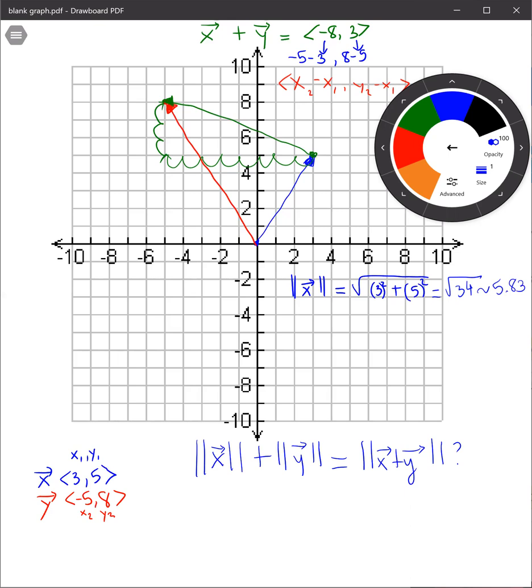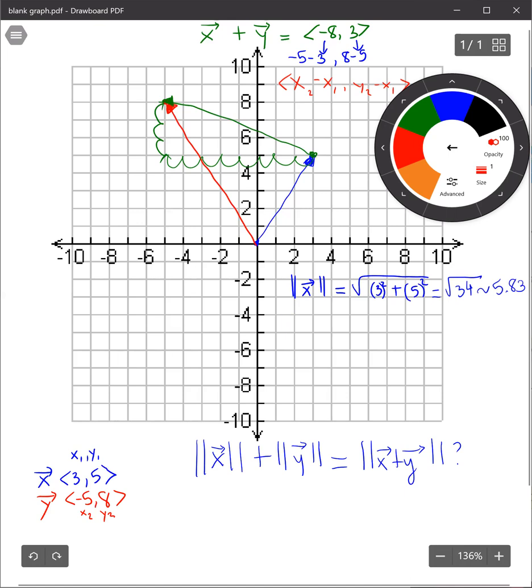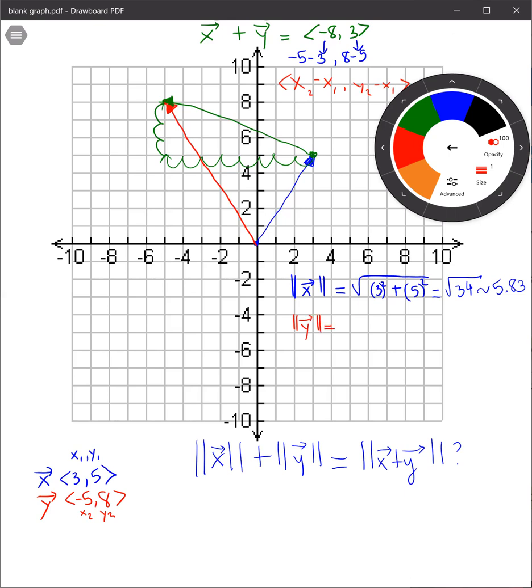All right, very quick. I won't show work anymore for the magnitude of y. So someone give me the magnitude of vector y. Okay, Saskia gives me 9.4. Anyone else? Sean got 9.43. Okay, so I guess it's 9.43. We can rely on you guys.